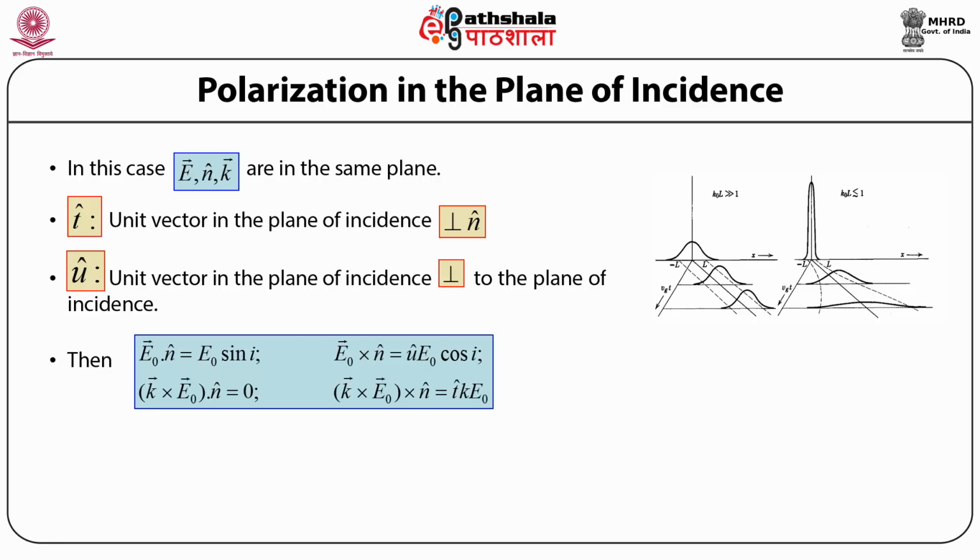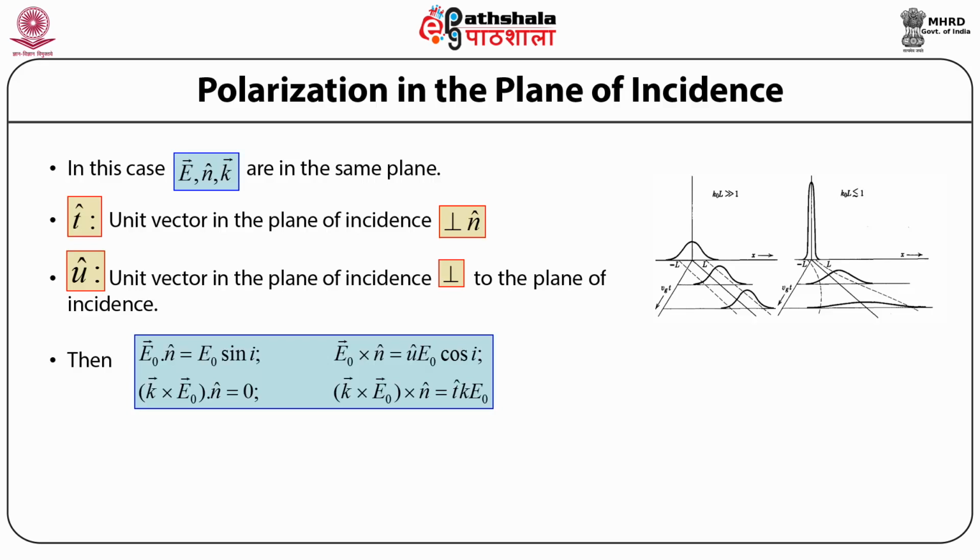Similarly, the cross product of the amplitude of the electric field of the incident wave and the unit normal n cap is given by u cap times the amplitude of the electric field of the incident wave times cos of the angle of incidence. Further, the cross product of the incident wave vector k and the amplitude of the electric field of the incident wave, and its dot product with the unit normal n, is equal to 0.